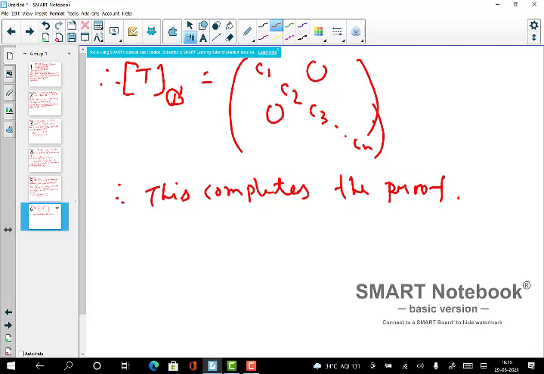But remember that these ci's may not be distinct. There might be repetitions: out of c1, c2, ..., cn, maybe 5 are the same, then 7 are the same, like that. And some of those ci's may be 0 also. So this does not guarantee that all the ci's are distinct.